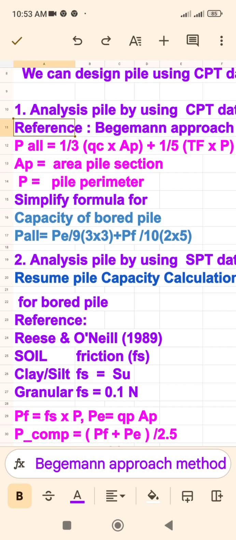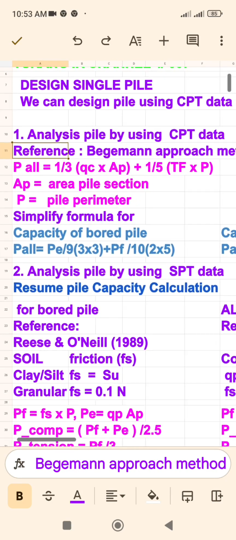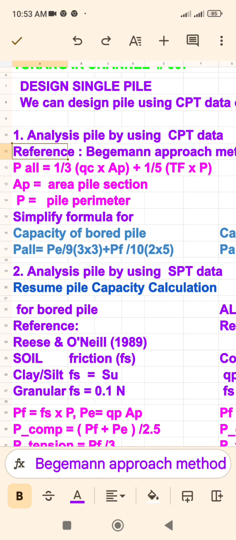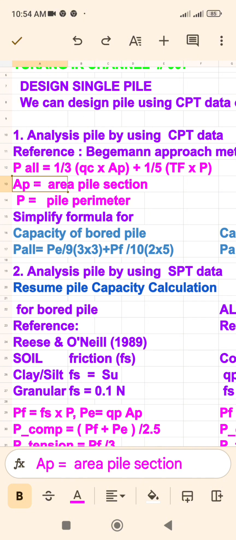As you know, bored pile capacity is 1/3 until 1/2 compared to driven pile. Here we simplify the formula to be like this. Capacity of bored pile: P allowable equals QP/9 plus FS/10. Capacity of driven pile: P allowable equals QP/3 plus FS/5.